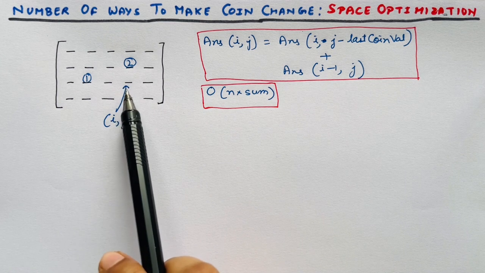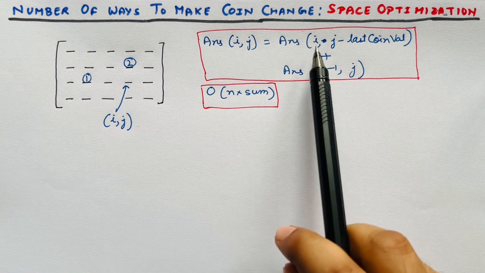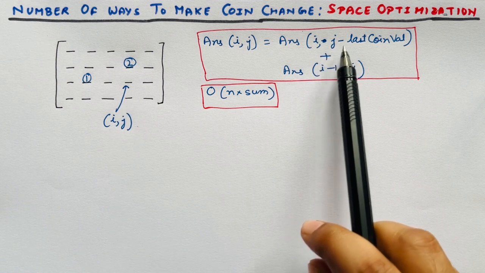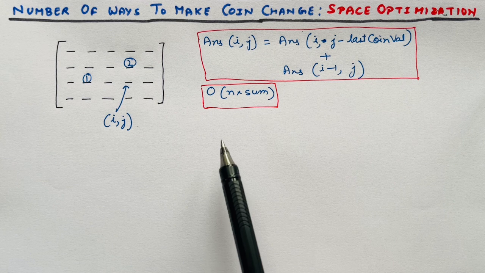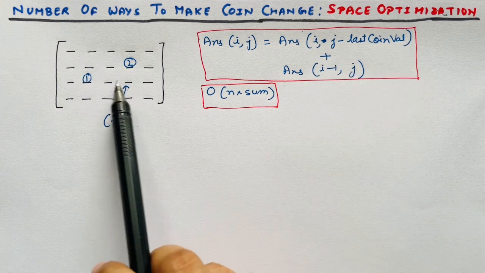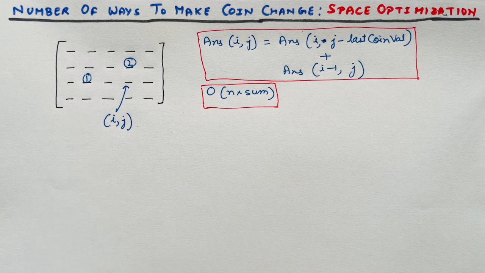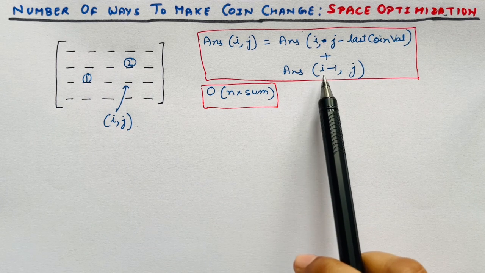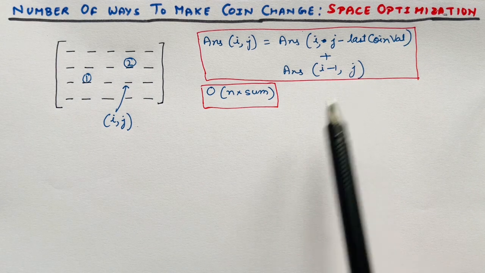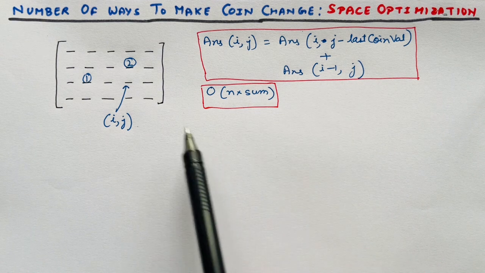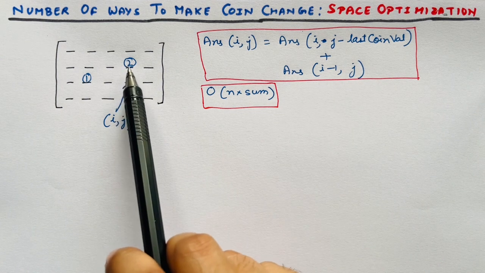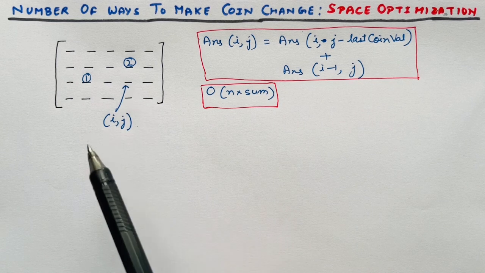To fill the value at I, j, we first need the answer for I, j minus last coin value. And where will this lie? This will lie on the same row, just a few columns prior to it. We also need the second thing, the answer of I minus 1, j. Where will this lie? This will lie just in the previous row, right above it.